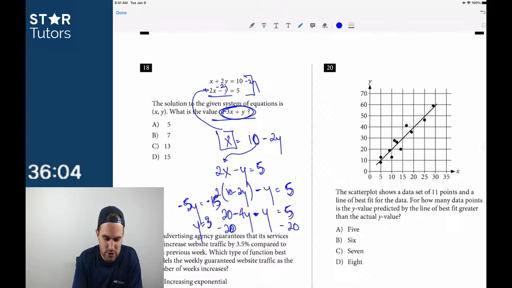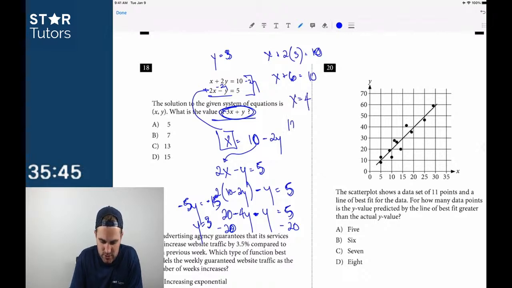So if y equals 3, I can just come back up here and plug that in, y equals 3. So I get x plus 2 times 3 equals 10, right? x plus 6 equals 10, x is equal to 4. 4 times 3 is 12, plus 3 is 15. So 18 should be D.